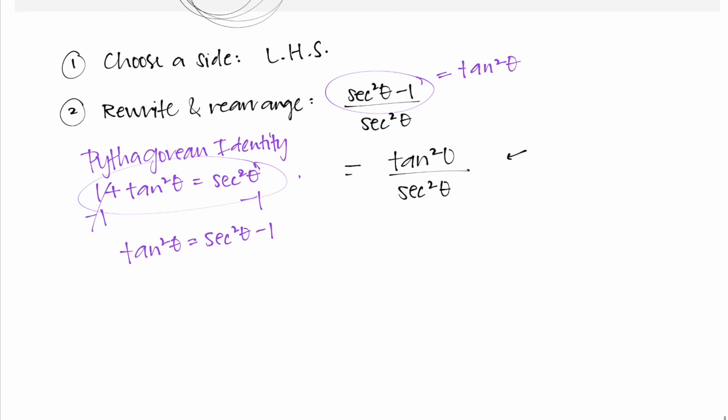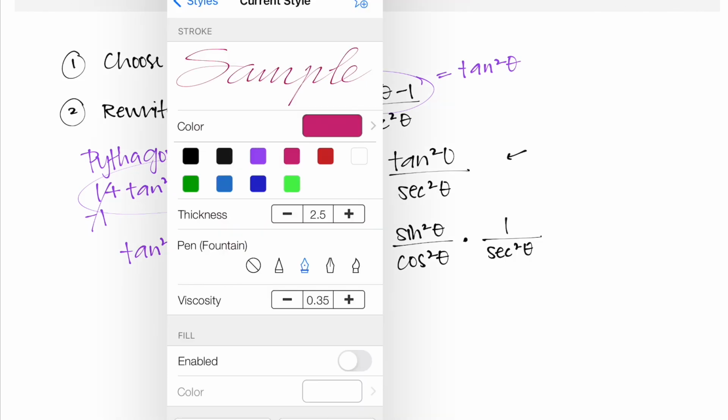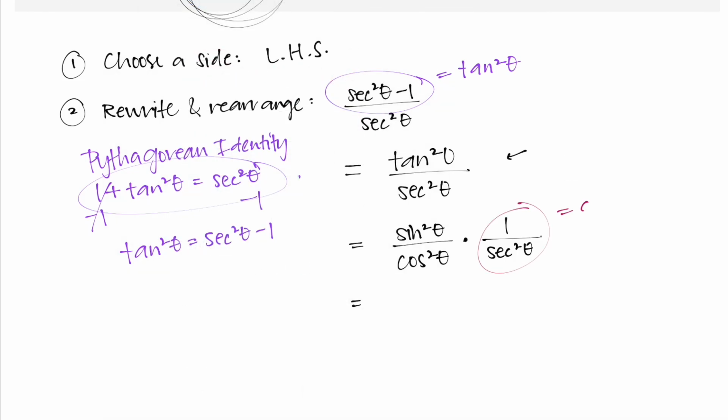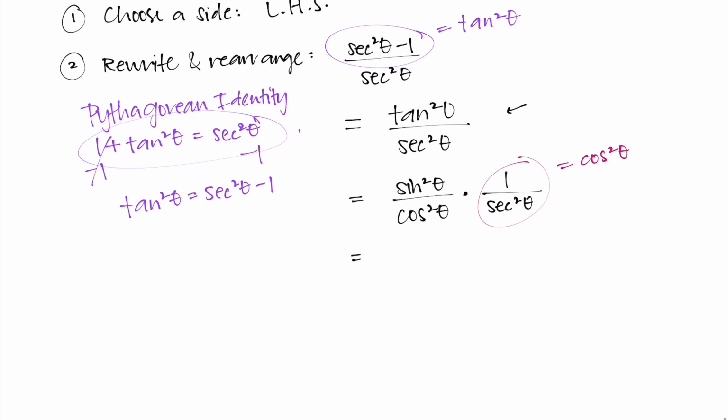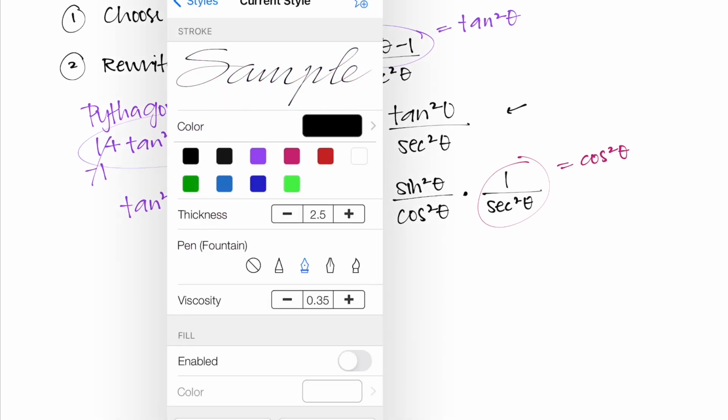So I'm going to rewrite my tangent squared theta as the quotient of sine over cosine. So that's going to be sine squared theta over cosine squared theta, but this is still over the secant squared theta, which means I can write it as the product of what used to be the tangent and 1 over secant squared theta. But 1 over secant squared theta is technically just cosine squared theta because that's also one of the reciprocal identities. So this is just cosine squared theta. So I'm going to substitute that in.